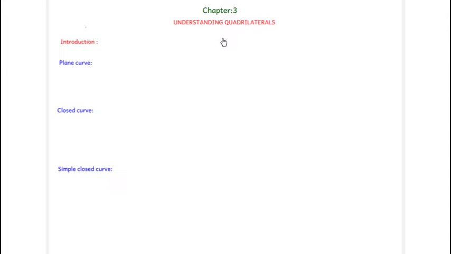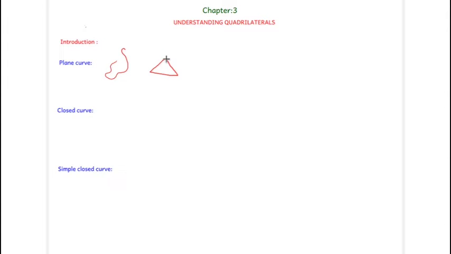See, before starting this chapter, we will discuss some basic concepts for this chapter. So, the first one is plane curve. Now, what is plane curve? If we draw anything on plain paper without lifting our pen or pencil, that will become a plane curve. So, this is a plane curve. Some more examples of plane curve are like this.